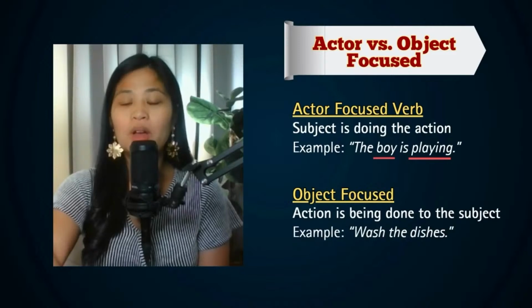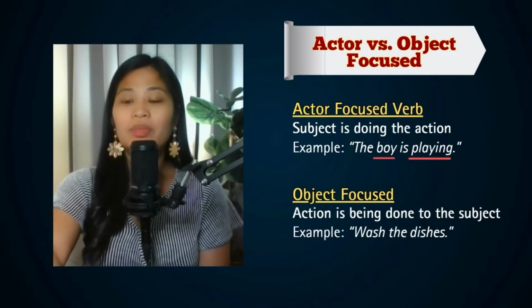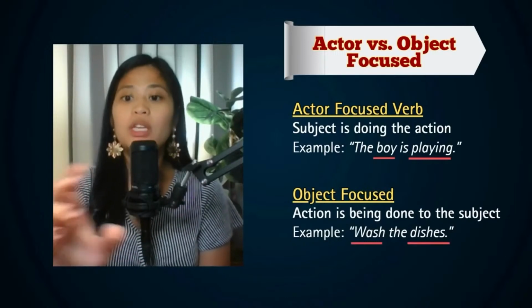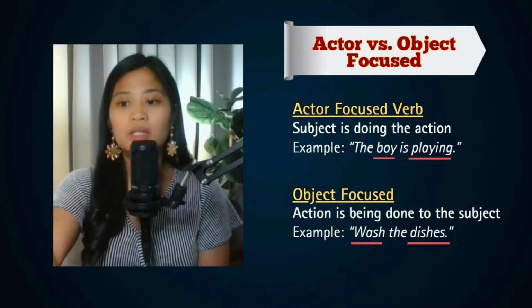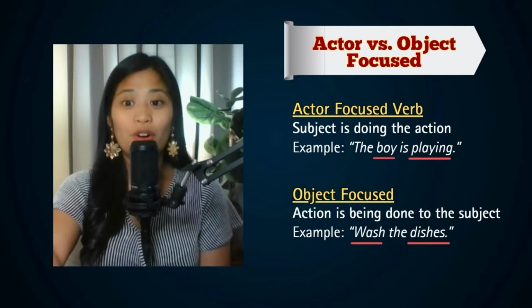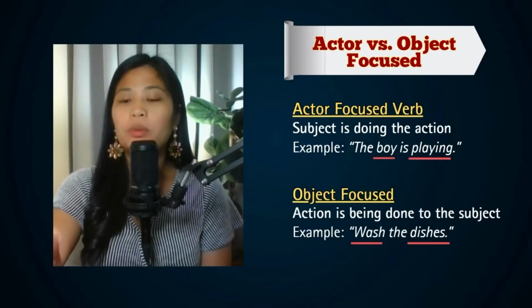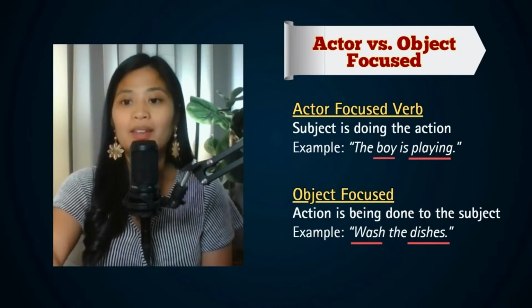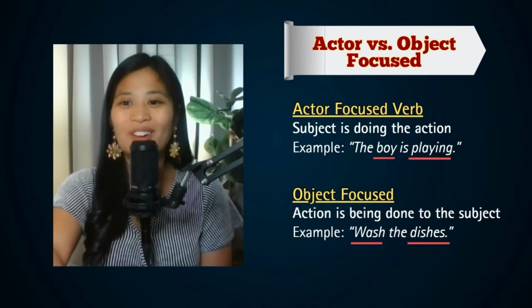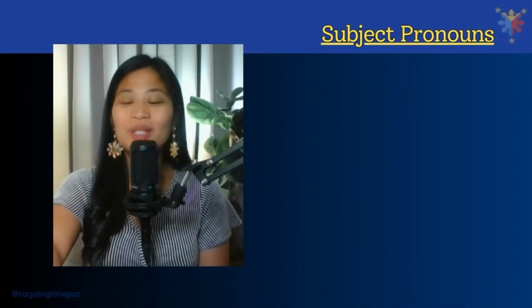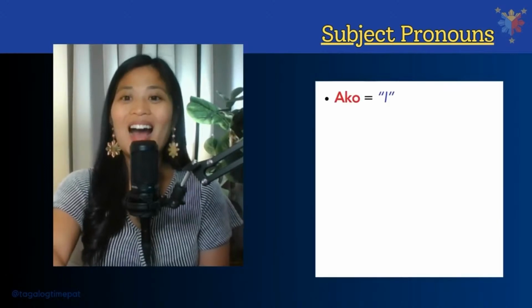Whereas in an object-focused verb, the action is being done to the subject. For example, wash the dishes. Here, the subject are the dishes, and they are being washed. So the action is being done to the subject. So that's the difference between an actor and an object-focused verb. And the difference between them will be important when we are determining the type of sentence that we're going to make. So we'll see that more in the examples later on. Alrighty, so speaking of subjects, let's learn some subject pronouns.